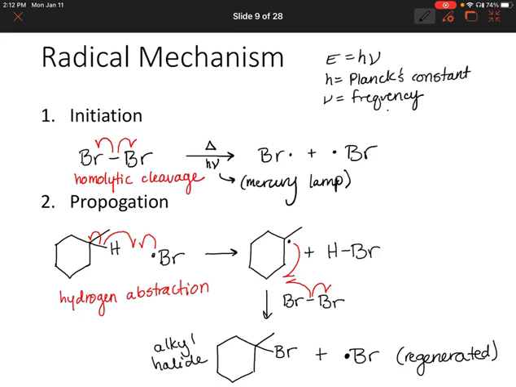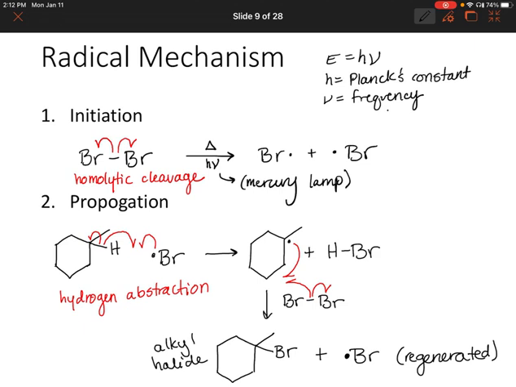Now that's great because we could then do more reactions with that bromine radical, but that's not always great. For instance, in our atmosphere, there are radicals that shouldn't be there, through pollution and smog, and those radicals can deteriorate or break apart other useful molecules in the atmosphere, like ozone. So it's not always a good thing that we regenerate these radicals.